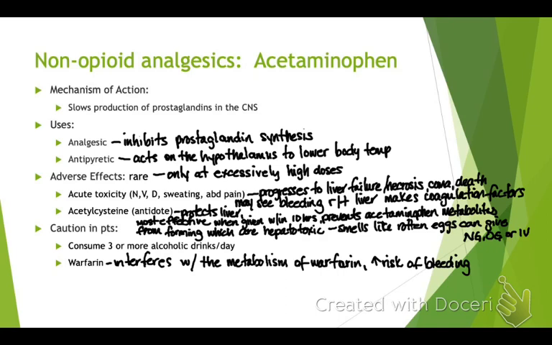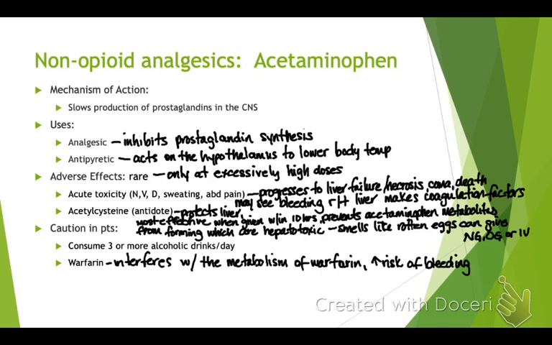Everyone knows acetaminophen as Tylenol. The mechanism of action is that it slows production of the prostaglandins in the central nervous system. We use acetaminophen for analgesic effect. It inhibits the prostaglandin synthesis, and that's how it helps to take away pain. And we also use it for antipyretic properties. It does act on the hypothalamus to lower the body temperature.